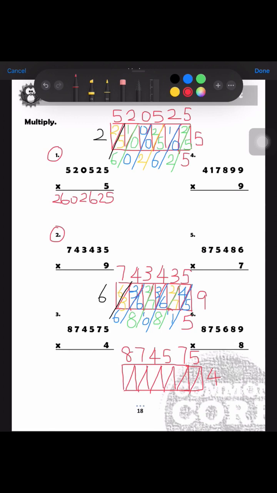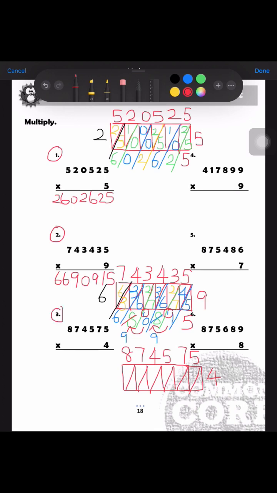So because there is a regrouped 100 and a regrouped 10,000, 800 plus 100 equals 900. And then 80,000 plus 10,000 equals 90,000. So it becomes 9. And the answer is 6,690,000 and then 915.